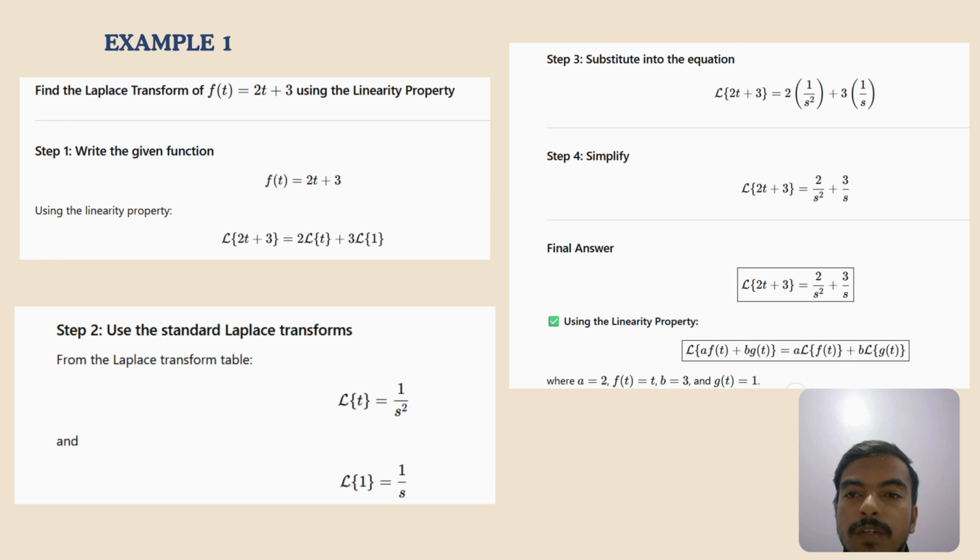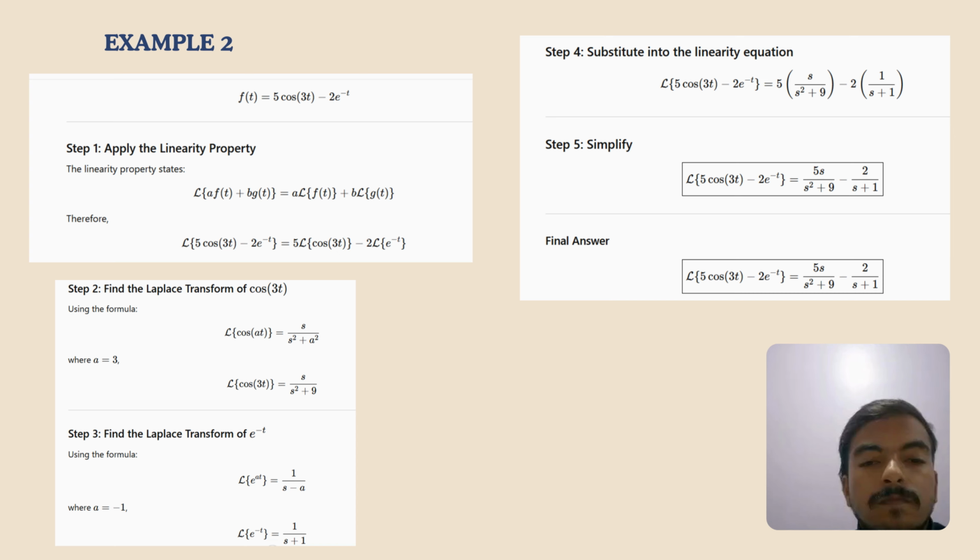As we can know, Laplace of a f(t) plus b g(t) equals a Laplace f(t) plus b Laplace g(t), where we can see a equals 2, f(t) equals t, b equals 3, and g(t) equals 1.